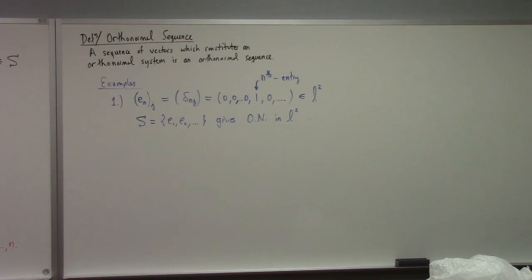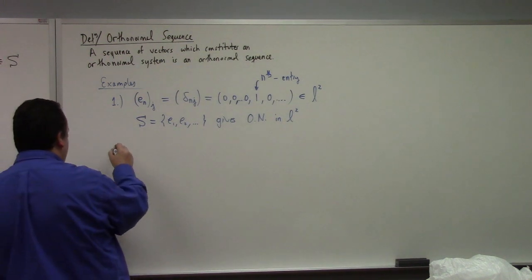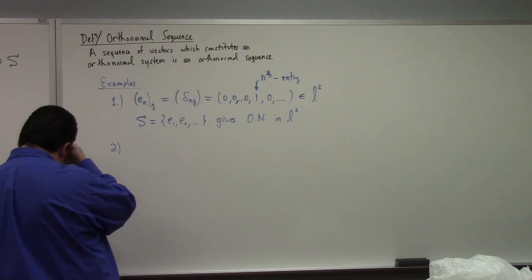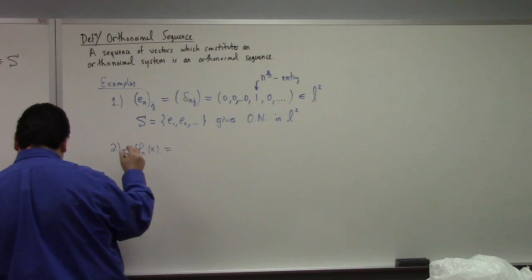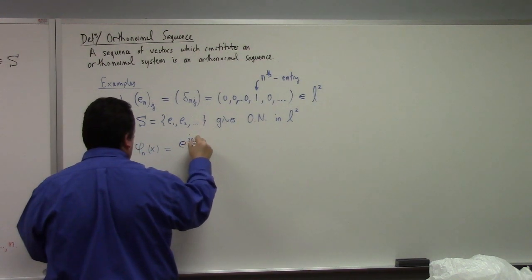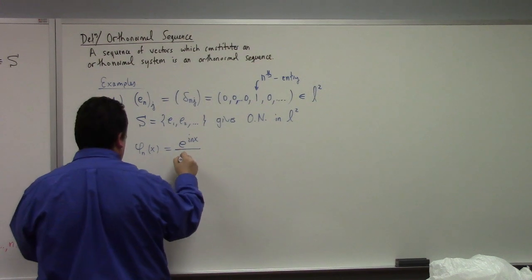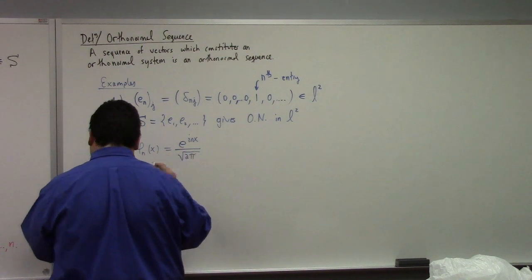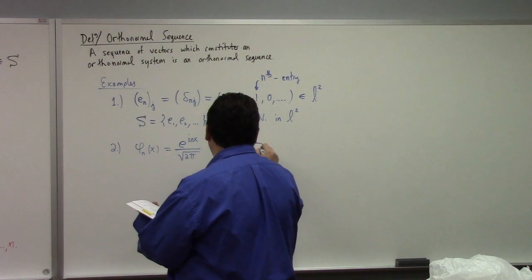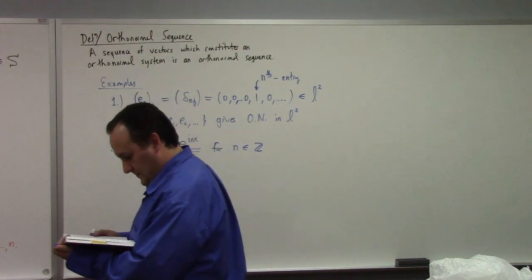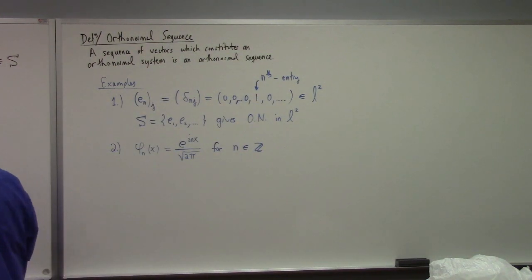Okay, so that is more than I was kind of expecting there, yeah? Number two, he says let phi n of x equal e to the i n x divided by the square root of 2 pi for n an element of the integers. And the full integers, not just the positive ones either, all right? Then he says that this is an orthonormal system in L2.